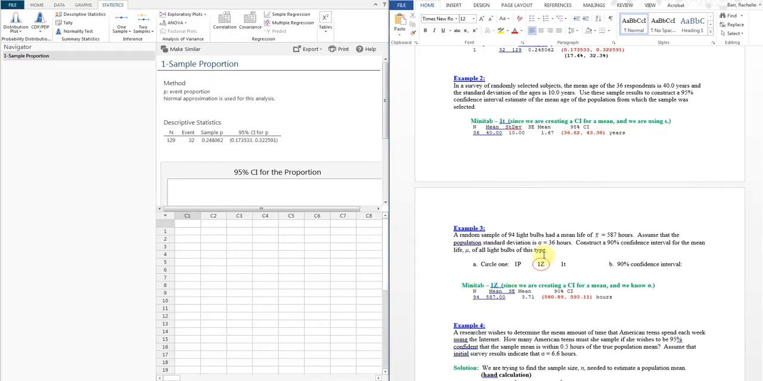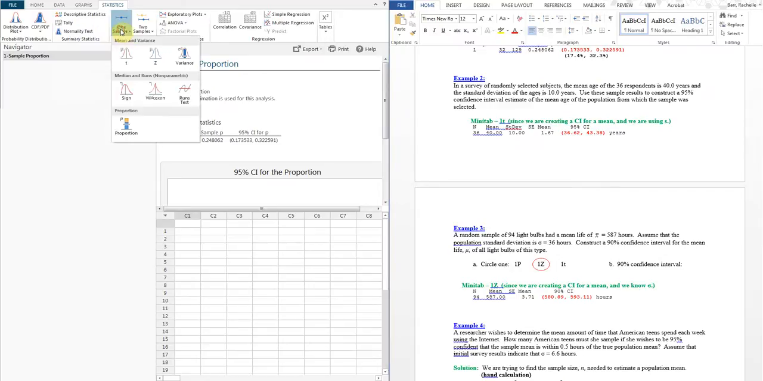In a survey of randomly selected subjects, the mean age of the 36 respondents was about 40 years with a standard deviation of 10 years. Use the sample results to construct a 95% confidence interval for the mean age of the population from which the sample is selected. This is useful if you were doing a survey on people who visited your store and you want to know what age group your store appeals to. So we're looking at means, and I have a sample standard deviation, and it's a confidence interval, so I'm going to be using t since I don't have the population standard deviation. I just have this one from the sample.